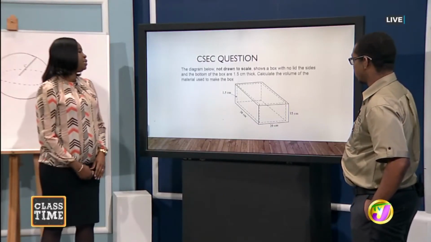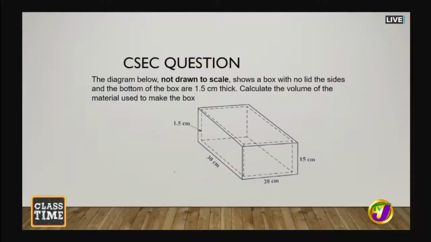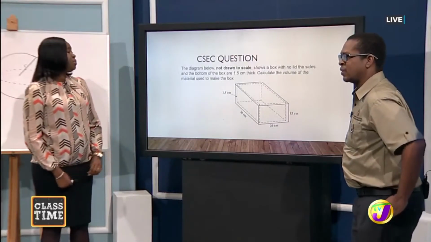Let's look at another CSEC question. The diagram, not drawn to scale, shows a box with no lid. The sides and the bottom of the box are 1.5 centimeters thick. Calculate the volume of the material used to make the box. It's similar to the one that we just did. Yes, very similar.